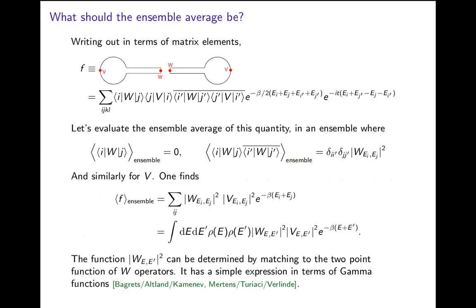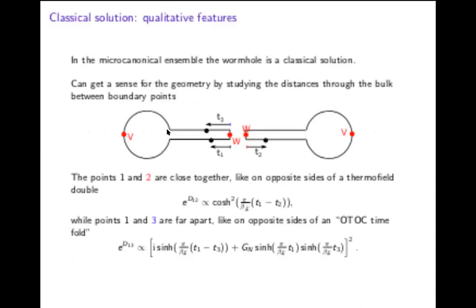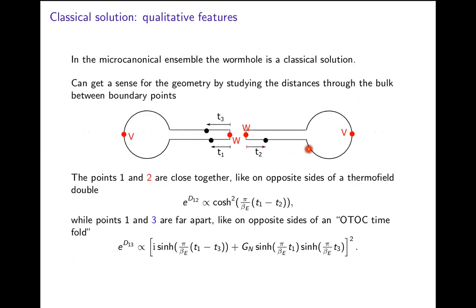Okay, so I'm almost finished. So that was enough of the classical solution. What I want to do next is show you an exact calculation, a quantum calculation in JT gravity of this thing, and show that it lines up exactly with an ensemble average.